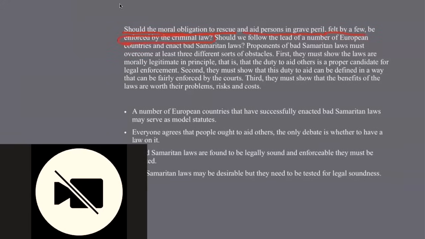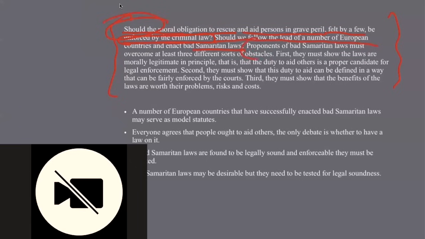So the paragraph itself is starting with a question. Keep this in mind. वो कुछ prove नहीं कर रहे, कुछ conclude नहीं कर रहे paragraph में. They themselves are asking us a question that should this become a law? Should we follow the lead of a number of European countries and enact bad Samaritan laws?